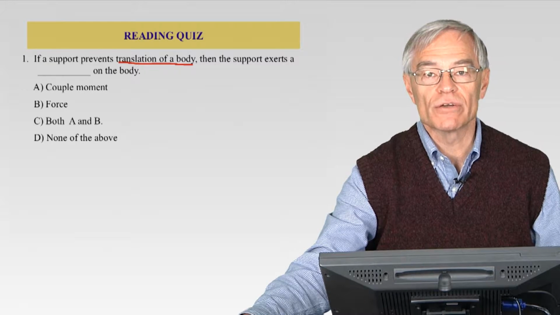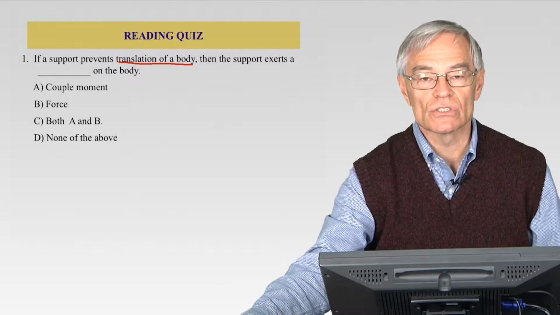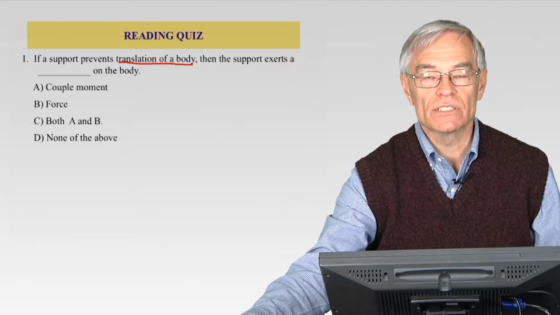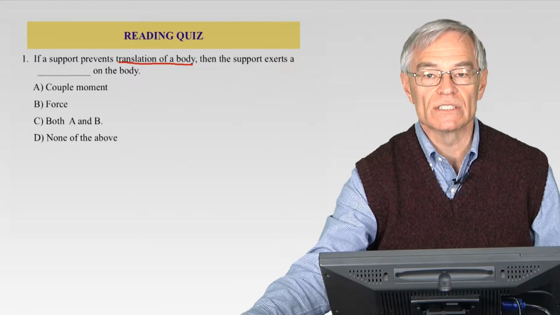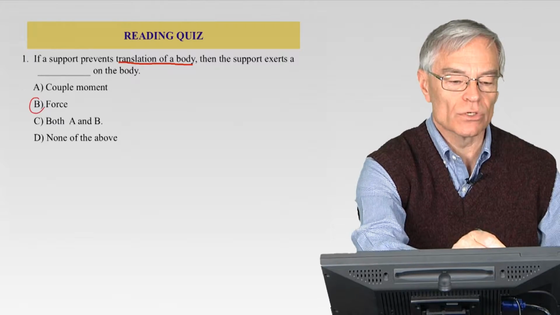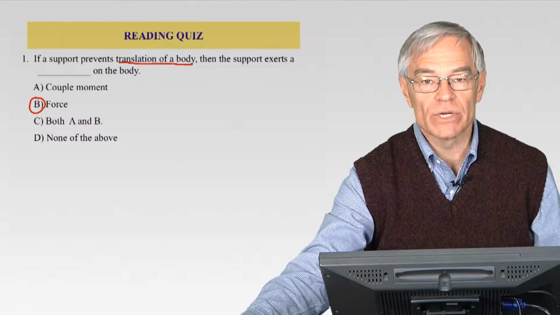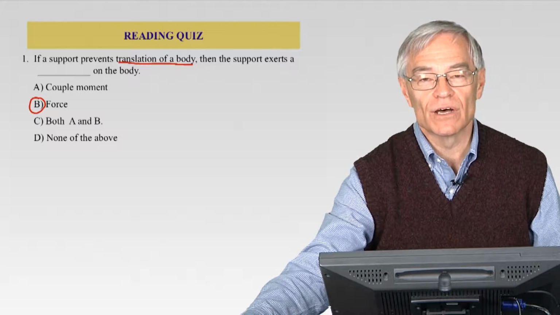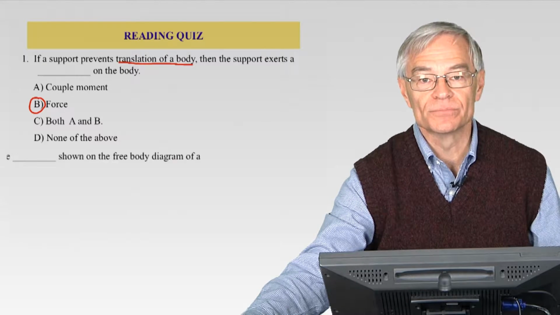And really the things you have to distinguish here are between A and B, because C, of course, is just a combination of those two. So the key there, and I pointed this out to you, is translation. So if a support prevents translation, then basically it is exerting a force, B, on the body. Okay? Translation translates into a force on the body. So that's one.